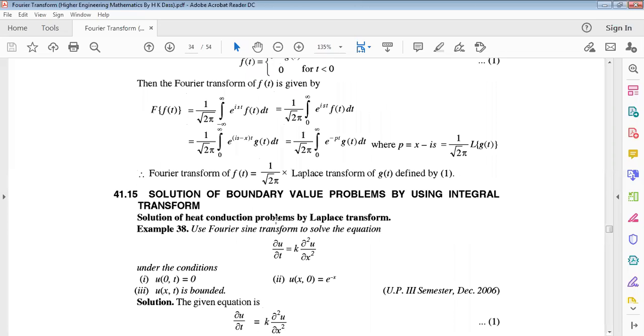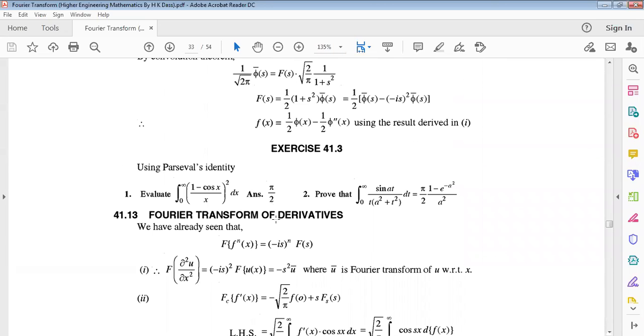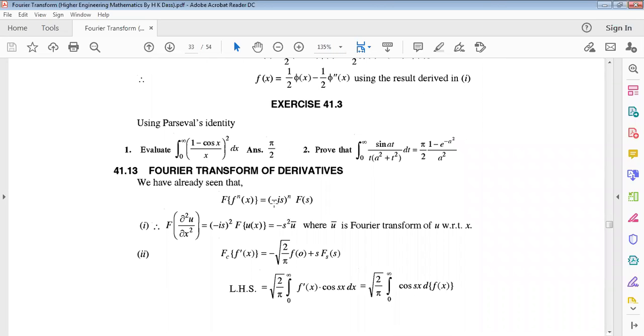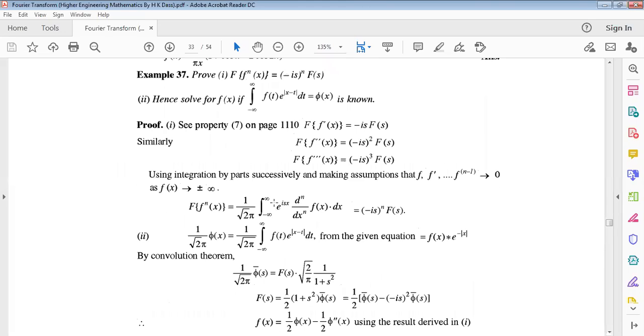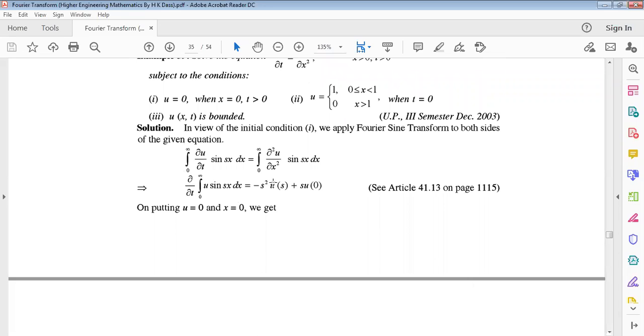This comes from this value, this one, using Fourier transform derivatives. Using Fourier transform derivatives, differentiation gives minus s square u bar s conjugate, using this one. That means the second derivative of the Fourier transform is minus s square u bar sx plus s u of 0.